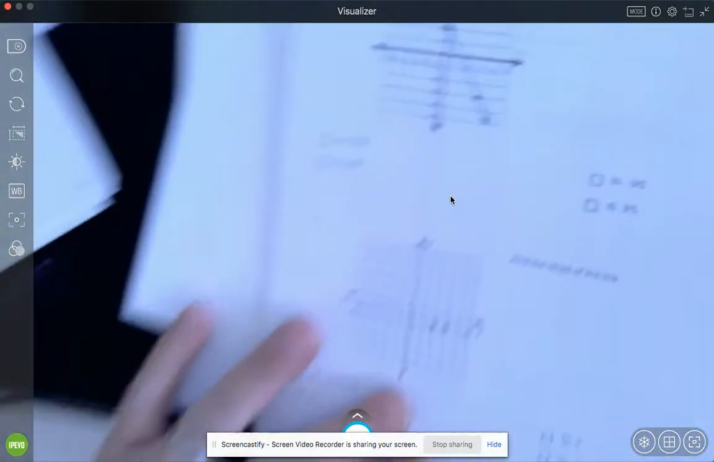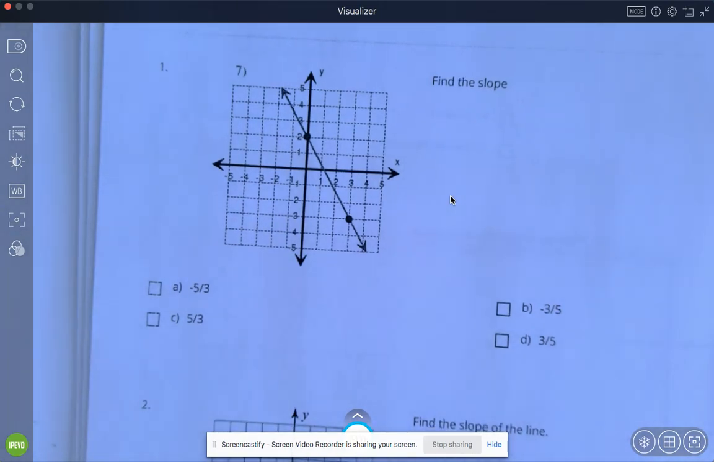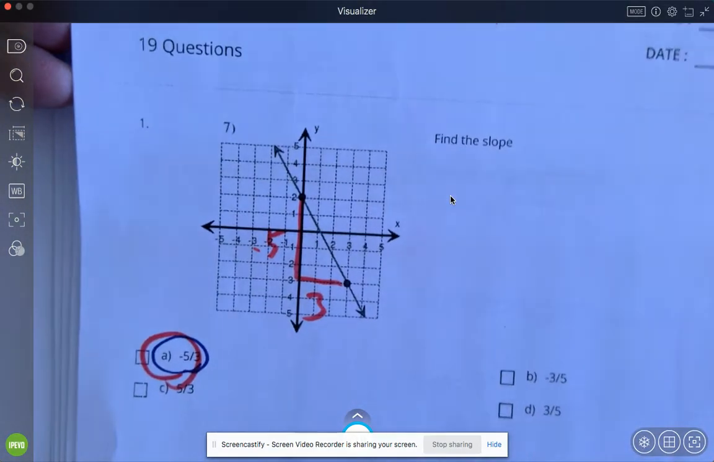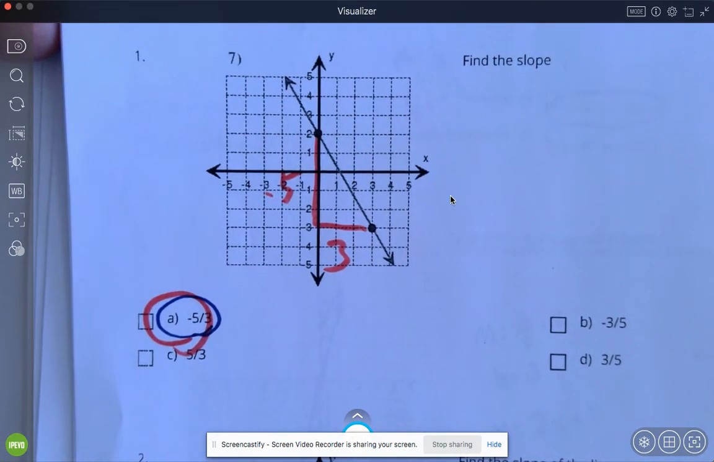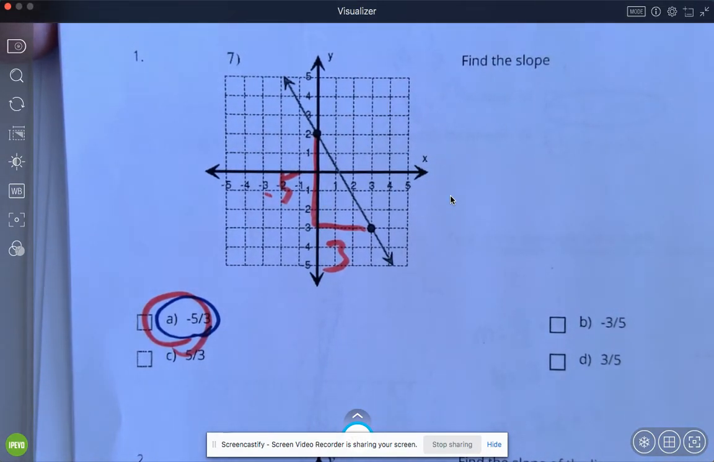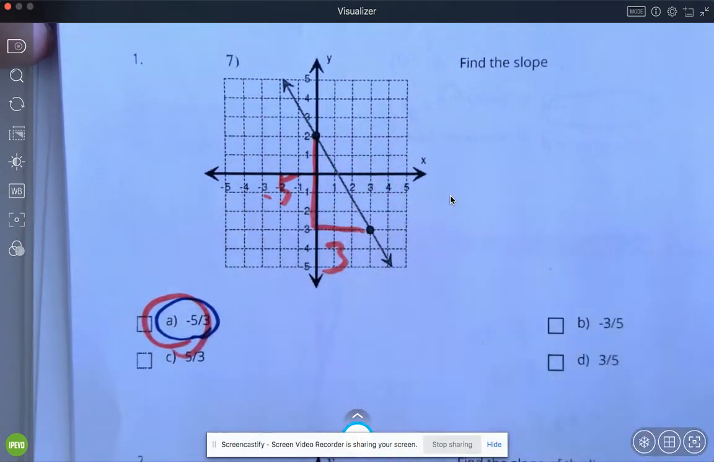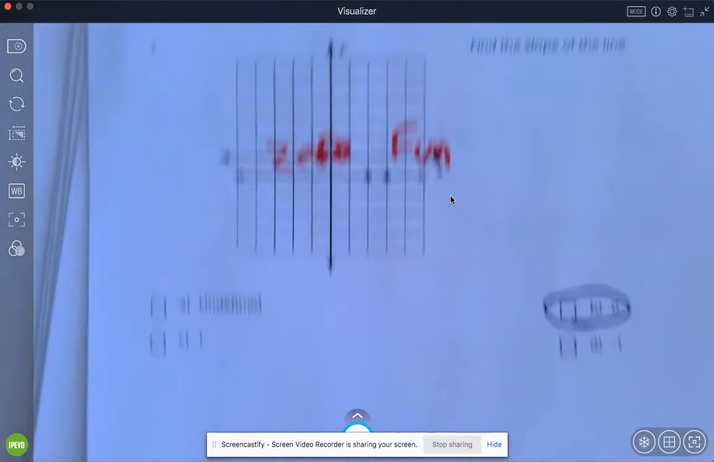So continuing on with the test review. The first question was just finding slope. For this one, you probably got negative 5/3, so down 5/3, just finding slope. The one on the test has a ramp, and imagine if this was a ramp, the slope would be negative 5/3.